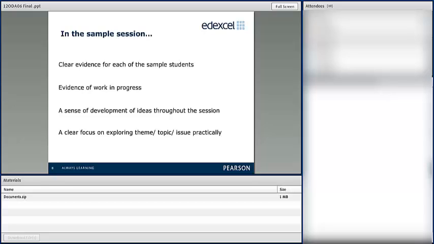That's how we gauge understanding in practical drama tasks, because we can see that students' ideas are changing and developing as they use the medium of drama, as they work with the strategies. So there will be overall a very clear focus on exploring the theme, topic or issue practically. Okay, and that's what you're going to be seeing when you look at your sample session as a moderator.